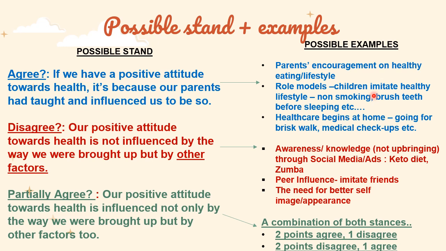What are the others? Perhaps parents would be the role models to the children, and children will imitate the healthy lifestyle. They come from a non-smoking family, and at night before sleeping, they brush their teeth. These are all the habitual actions that lead to having good health. So the parents themselves show that, and the children follow. And again, healthcare begins at home.